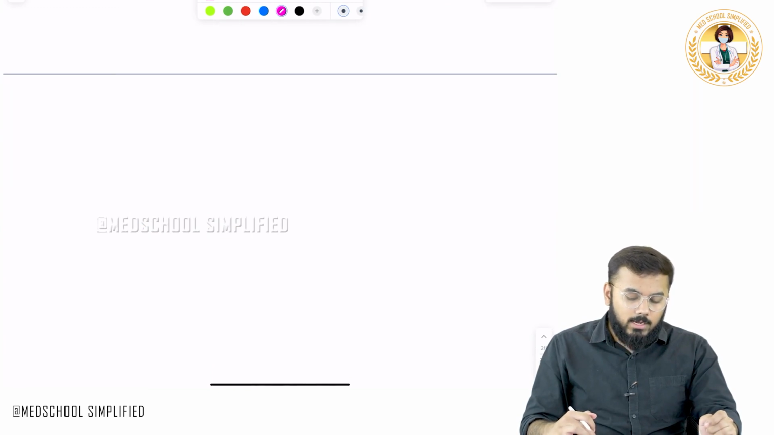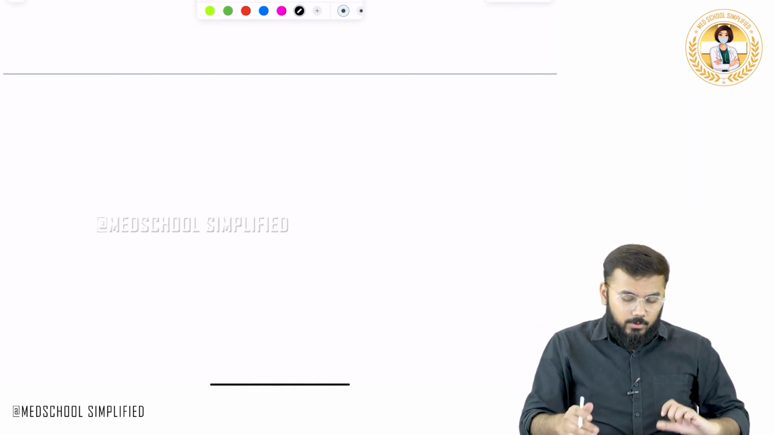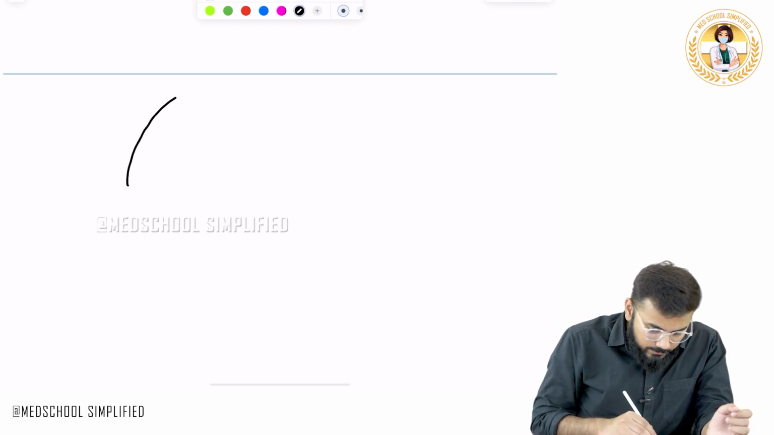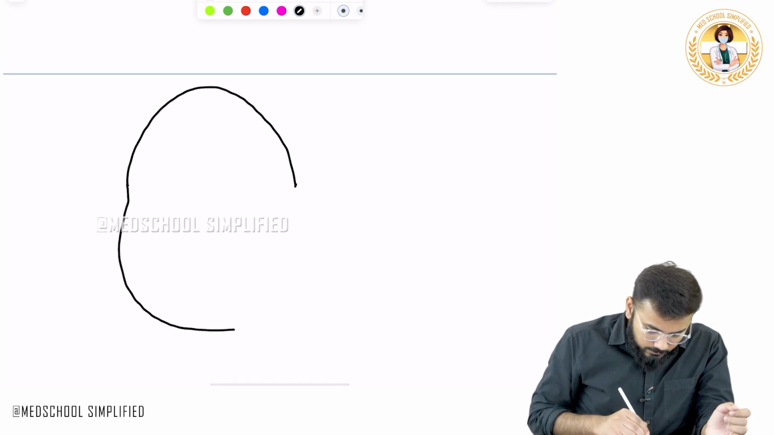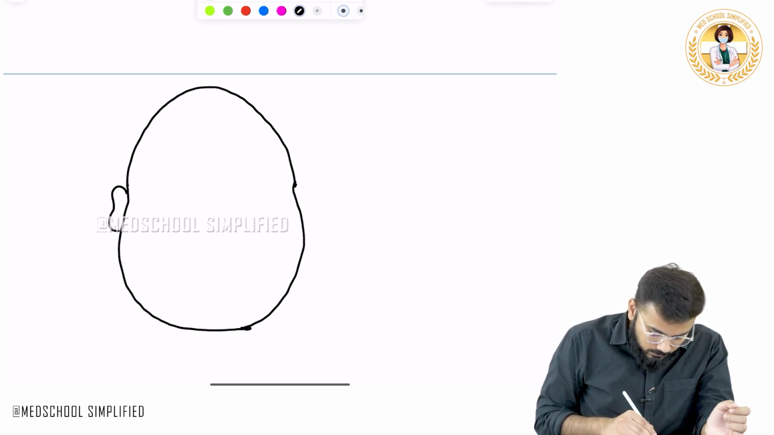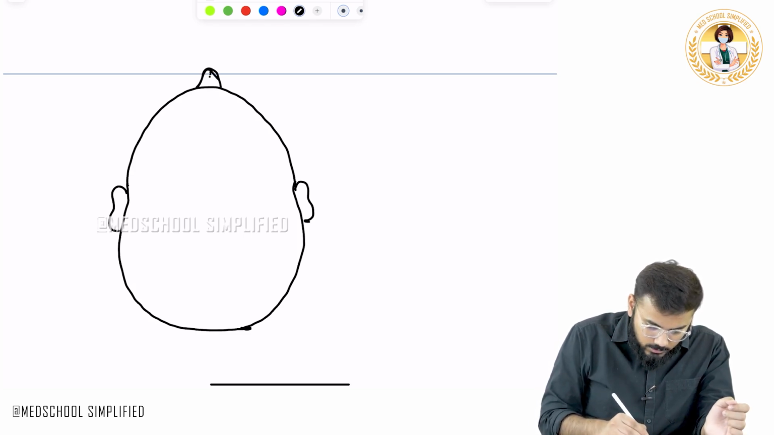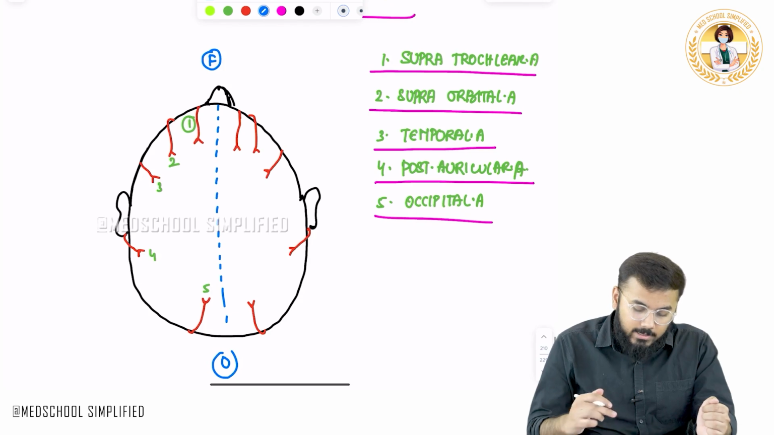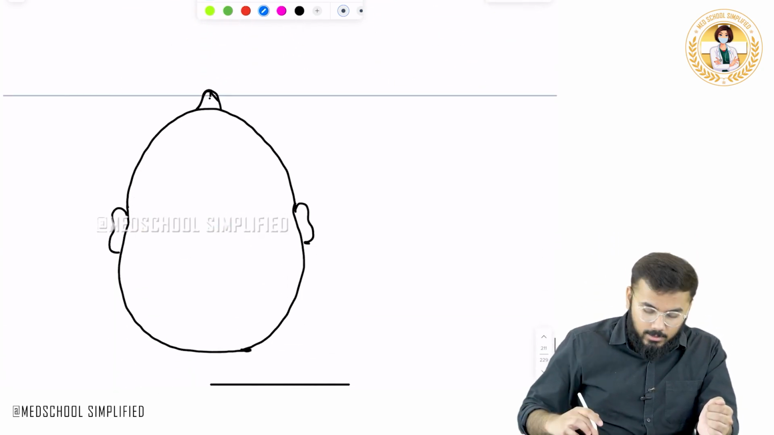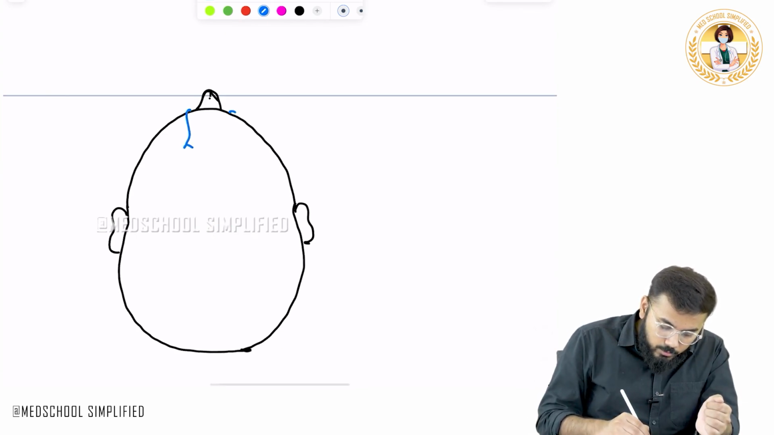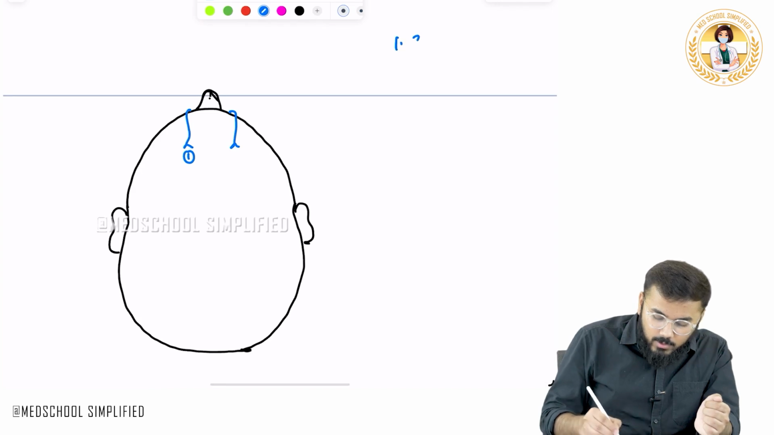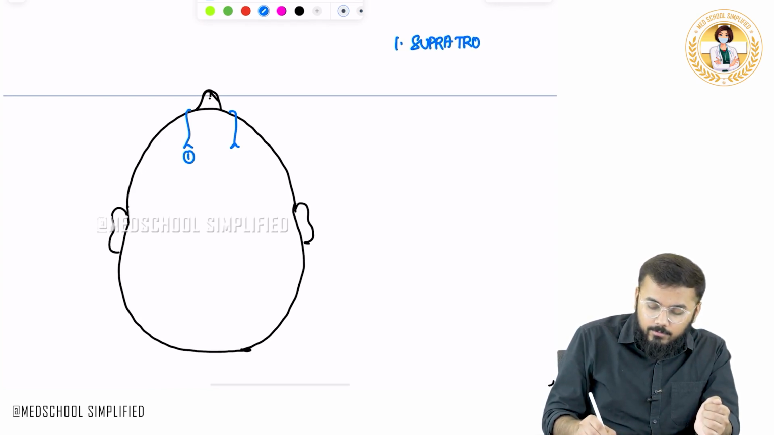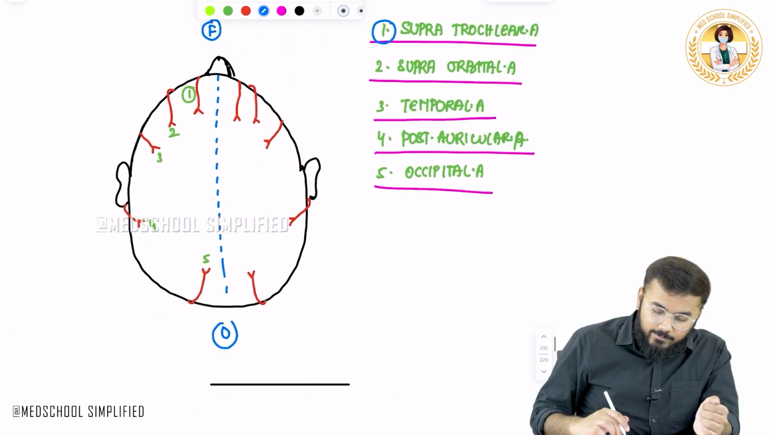Now let us look at what are the nerves that are innervating the scalp. This is the nose, and now coming to the nerves, what are the different kinds of nerves? The first artery which we have written over here is supratrochlear. So obviously the nerve here will also be the supratrochlear nerve. So nerve number 1 would be the supratrochlear nerve.